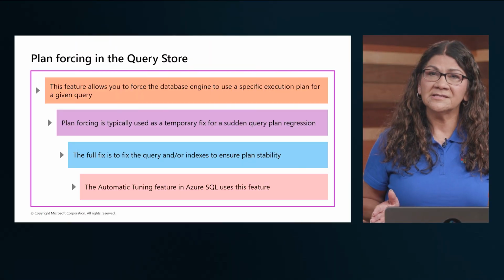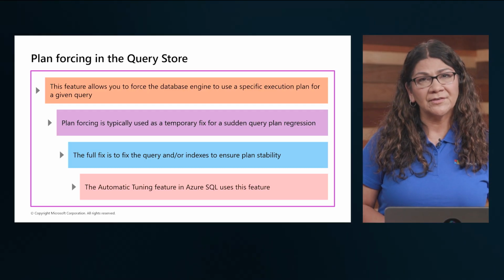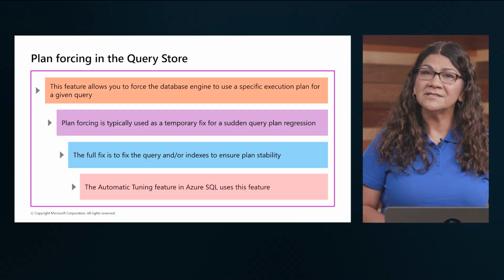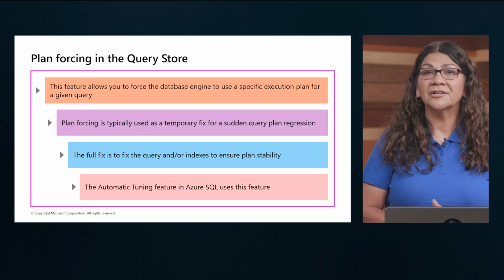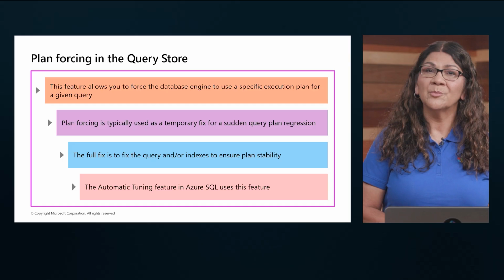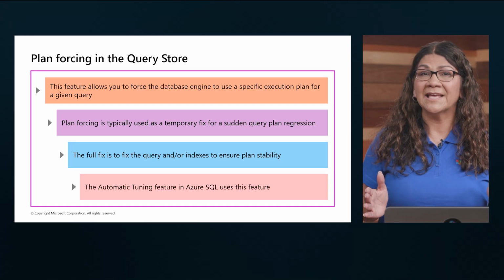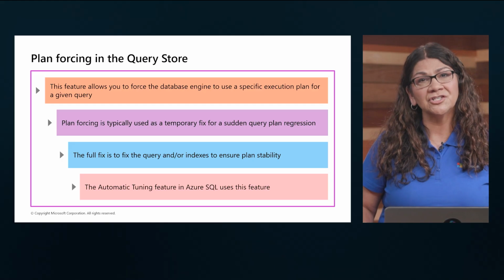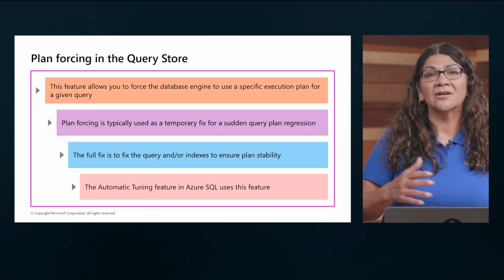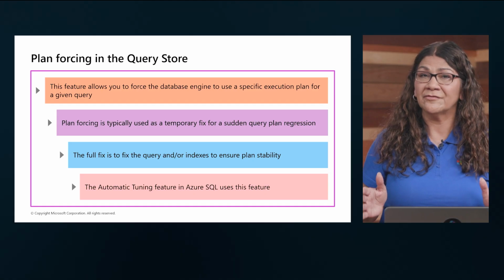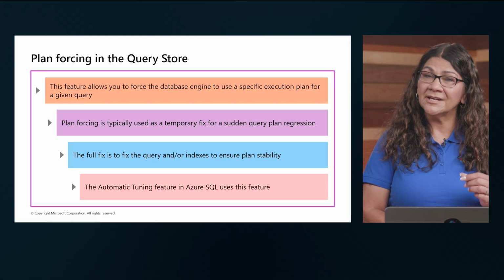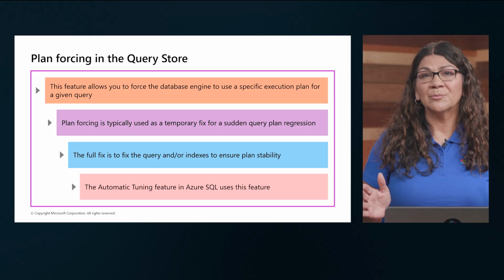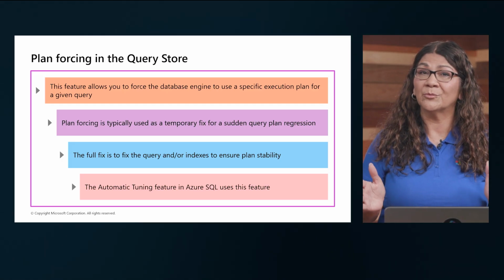You can force plans with the Query Store, which is a powerful feature in SQL Server that enables database administrators to enforce a specific execution plan for a query, particularly useful when performance regressions occur due to sudden plan changes. Plan forcing offers a quick mitigation strategy by allowing the engine to revert to the last known good plan, and it also drives the automatic tuning feature, which was introduced in SQL Server 2017, and it's also used in Azure SQL.